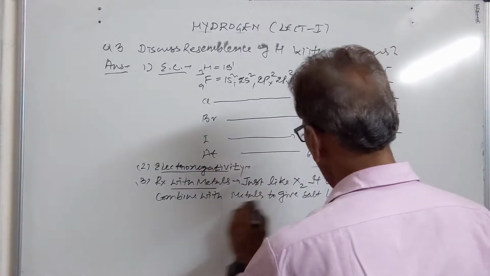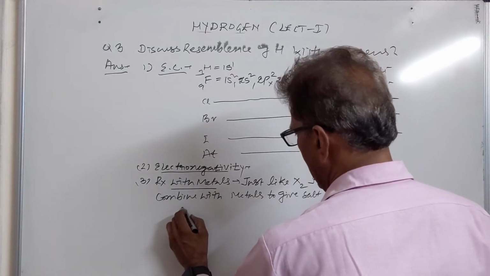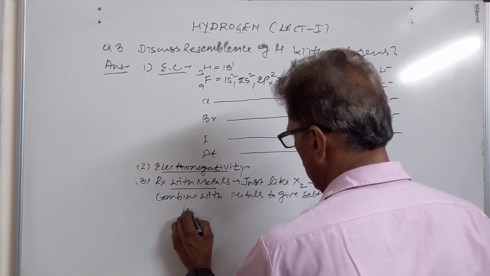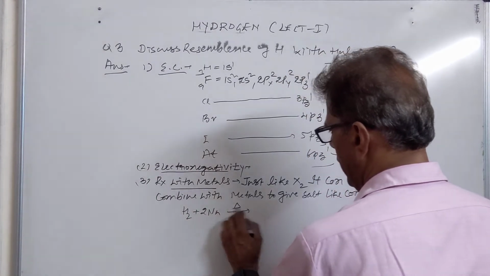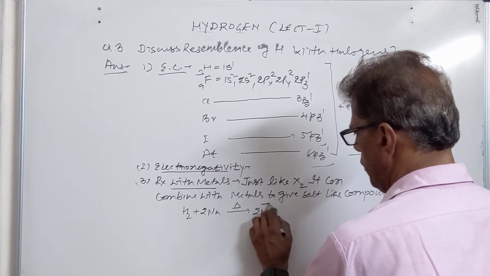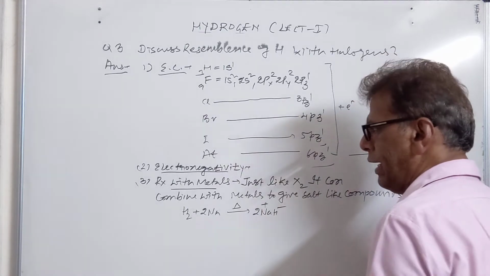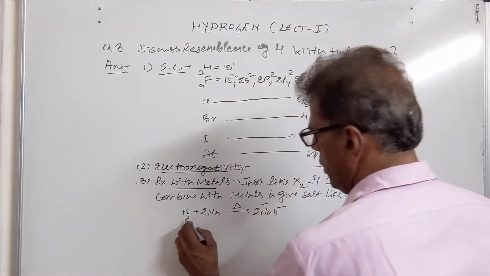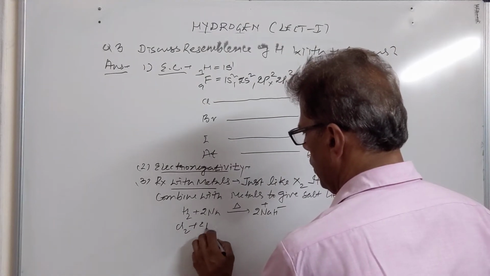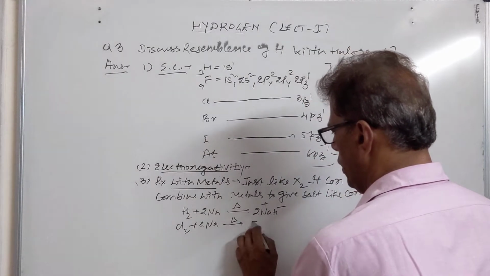So reaction with metal is X2 reacts with metal. For example, we have H2 plus sodium metal. On heating, it will give sodium hydride. Here, hydrogen acquires negative charge when it reacts with metal. It behaves as an electronegative element. Similarly, Cl2 can combine with 2Na to give you 2NaCl.